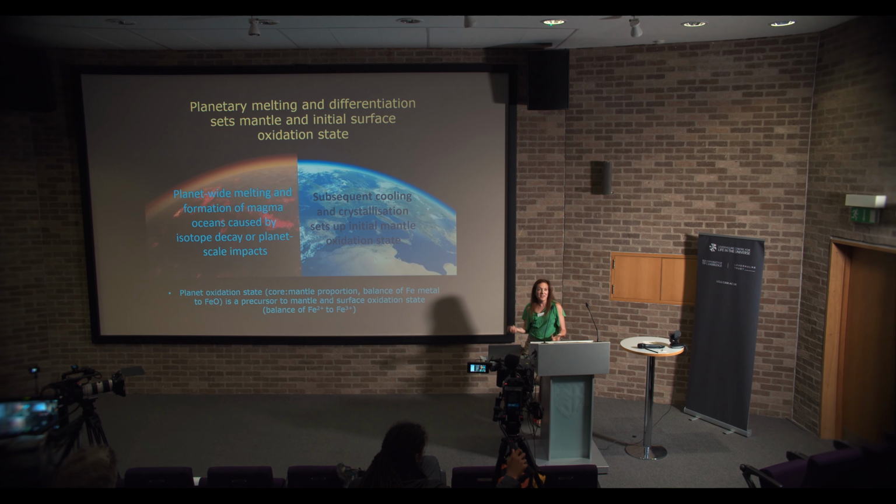Of course, what you build a planet from is only part of the story. It's also what you do with it. And planetary melting and differentiation is absolutely key because it sets mantle and initial surface oxidation state and volatile content. So planetary-wide melting and formation of magma oceans may be triggered by planetary scale impacts such as those that Mark talked about, or very early on in our solar system, we know that planetesimals were forming in the first million years of our solar system by the decay of very short-lived isotopes.